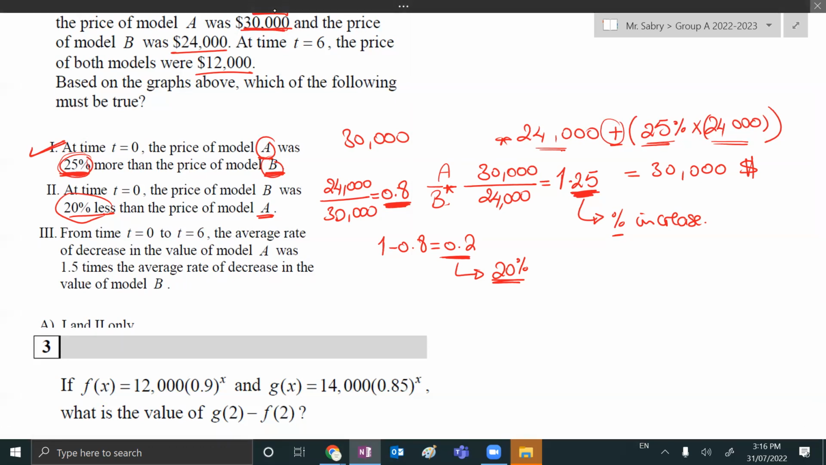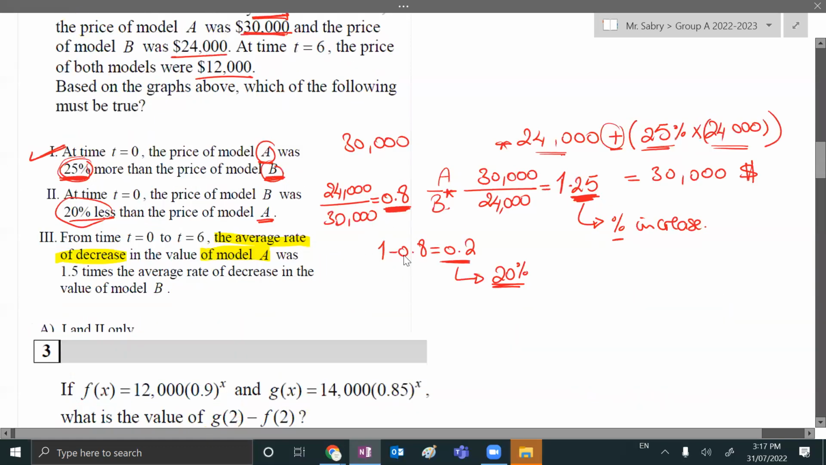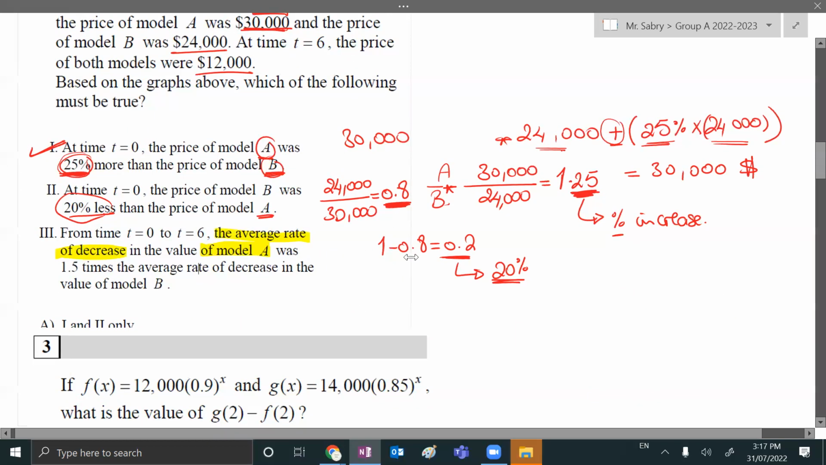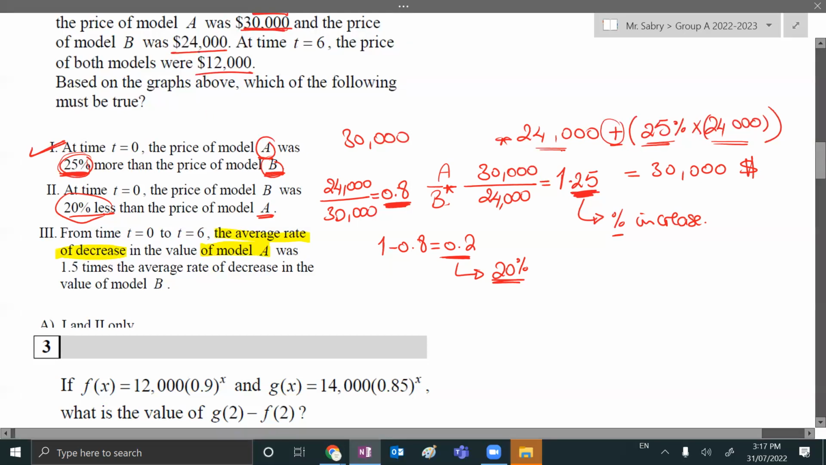He's talking about the average rate of decrease in model A and the average rate of decrease in model B. That's what I understood. The average rate of decrease of model A. What does the average rate of decrease mean? Throughout the 6 minutes, or the 6 years, yes, 6 years, how much was the overall average change? How do I calculate this?